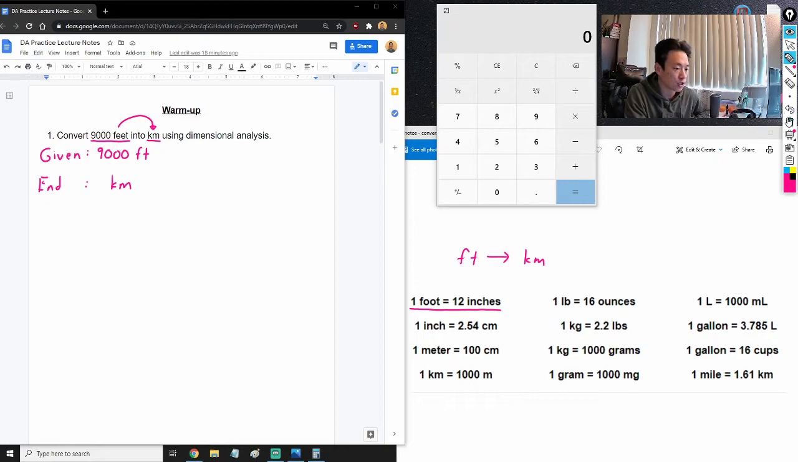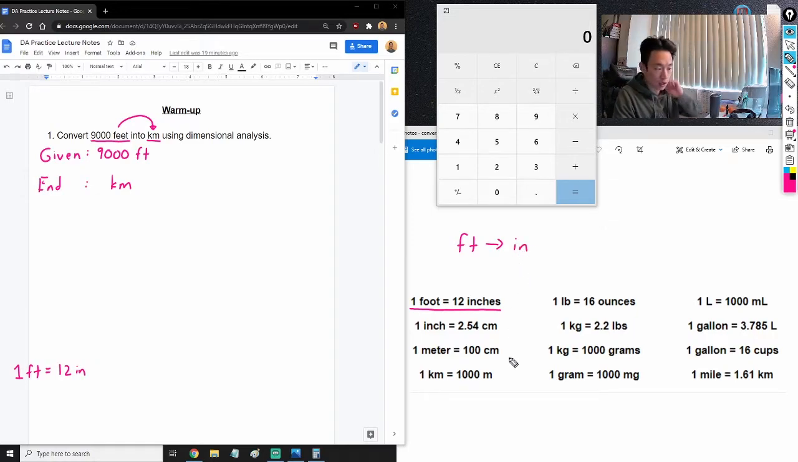What that means is we need to find a path to get from feet to kilometers using these equations. So we're going to go from feet to inches. So I'm going to start off with 1 foot equals 12 inches. So I'm going to write that down here. 1 foot equals 12 inches. So what we're going to be doing is going from feet to inches. Okay, but we need to find a path that gets us to kilometers. So if we go down this column right here, you're going to notice that inches is equal to centimeters.